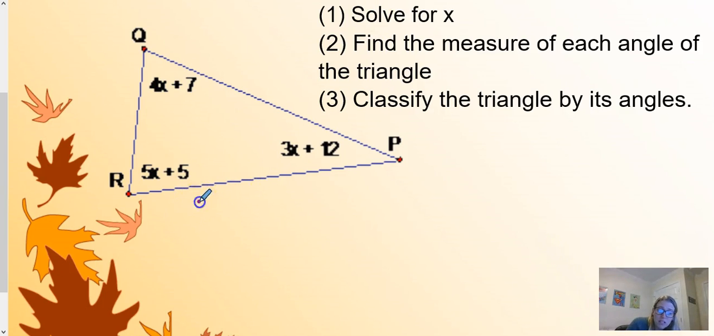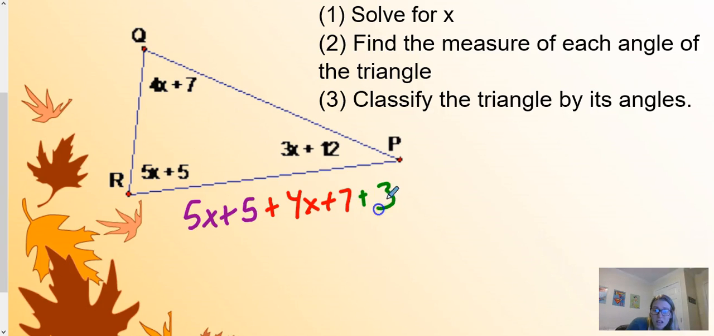So my first angle is 5x plus 5. My second angle is 4x plus 7. And my third angle is 3x plus 12. And then I'm going to set it equal to 180 degrees here. I'm just going to go to Desmos, and I'm going to have Desmos solve this for me.